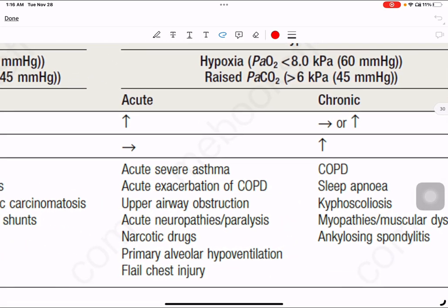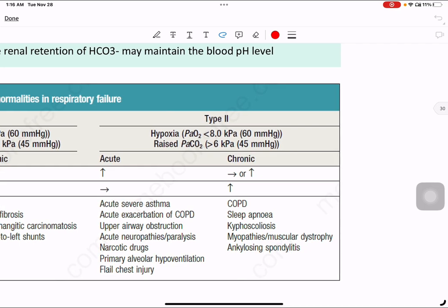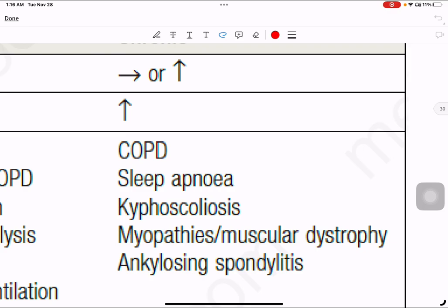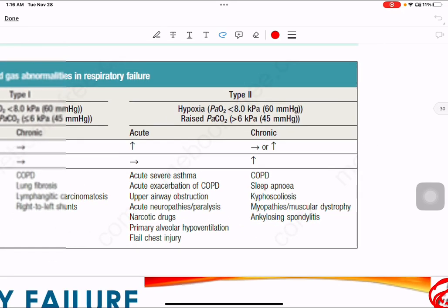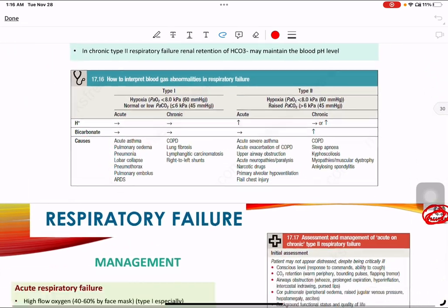On the other hand, type 2 respiratory failure has acute causes and chronic causes. Acute causes of type 2 respiratory failure: acute severe bronchial asthma, acute life-threatening bronchial asthma, acute exacerbation of COPD, myasthenia gravis, paralysis, narcotic drugs, primary alveolar hypoventilation, flail chest, upper airway obstruction. What are the chronic causes of type 2 respiratory failure? COPD, sleep apnea, kyphoscoliosis, myopathy, muscular dystrophy, and ankylosing spondylitis. So these are the chronic causes of type 2 respiratory failure.